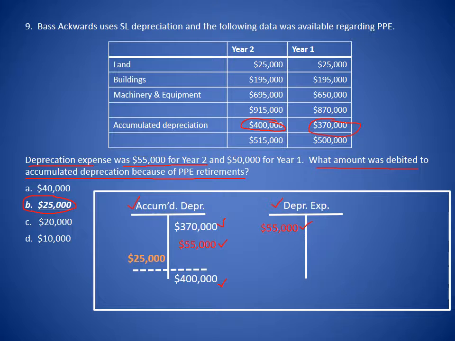So now I have my entries that appear to make it fairly clean from depreciation, but if I add it up, the 370 plus 55,000 will not equal that $400,000 balance. So I must have had some form of a debit in accumulated depreciation that would offset some of that balance, and the amount would have had to be a $25,000 debit to accumulated depreciation, and that would have been due to the plant, property, and equipment retirements.